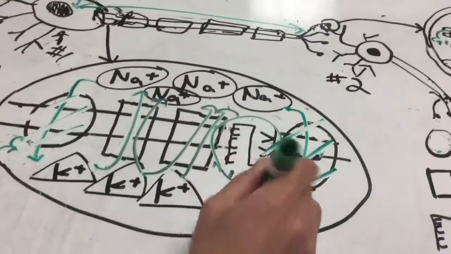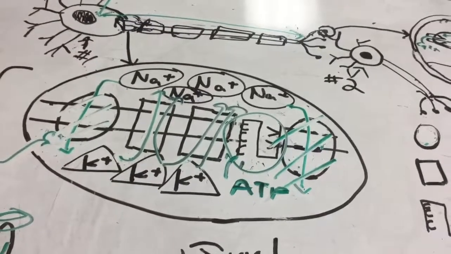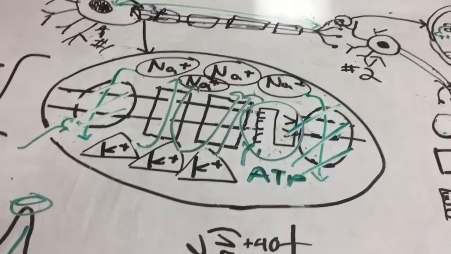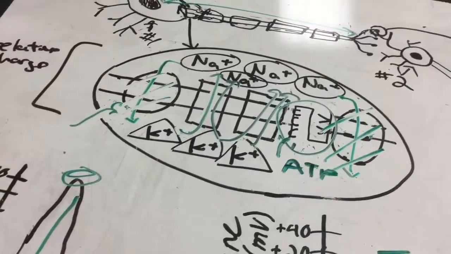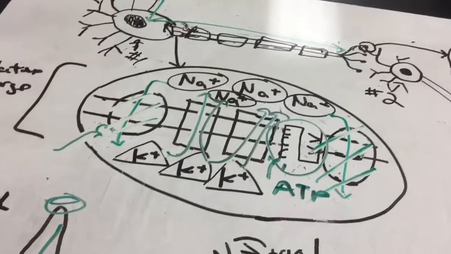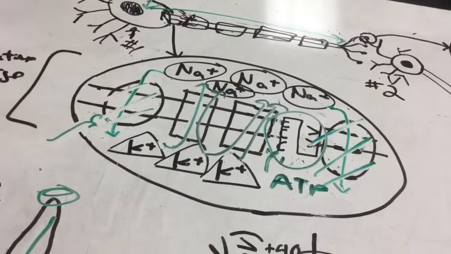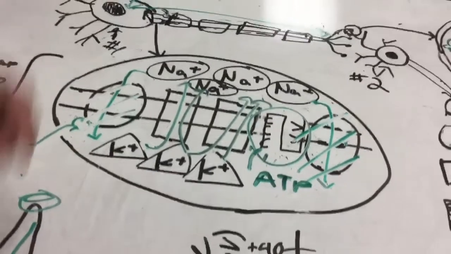ATP brings 3 sodium ions out for every 2 potassium ions. So that keeps the resting potential at negative 70 millivolts because more positive charge is being flown out than brought in.